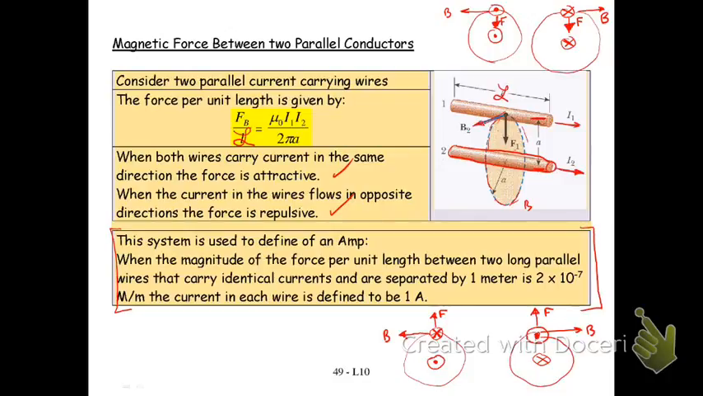It's a real pain. So what somebody came up with was, let's say that when we have two long parallel wires that carry identical currents and are separated by 1 meter, 1 amp flows when the force they feel is 2 times 10 to the minus 7 newtons per meter. So it's like a secondary standard.